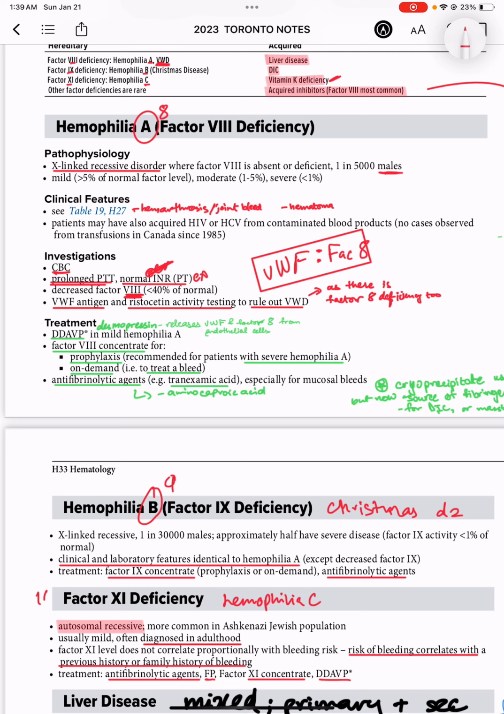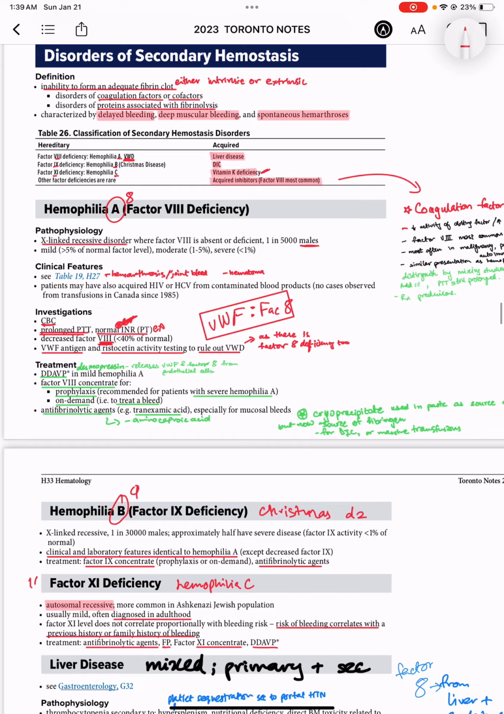And in VWD, it would be decreased. We'll treat them with desmopressin, and we can also give factor 8 concentrate, especially as prophylaxis for patients who have severe hemophilia A, and it can also be given on demand to treat a bleed. And we can also go for tranexamic acid.